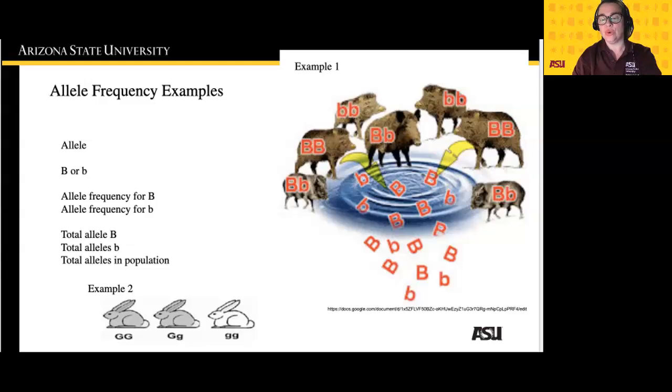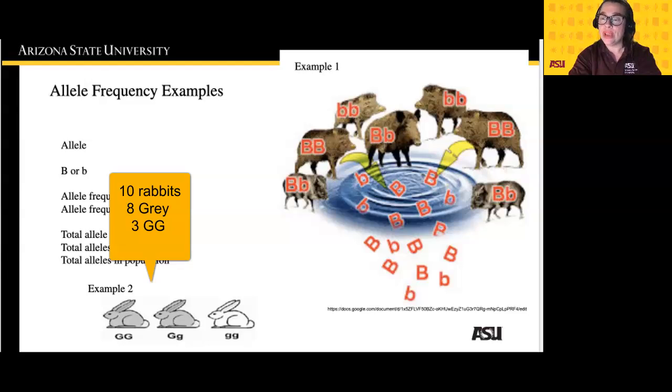In example 2, there are 3 different genotypes: big G, big G; big G, little g; and little g, little g. There are 10 rabbits. 8 are gray. 3 of the gray are homozygous dominant. Calculate the allele frequency for big G and little g.